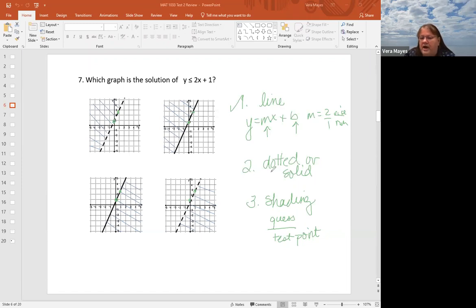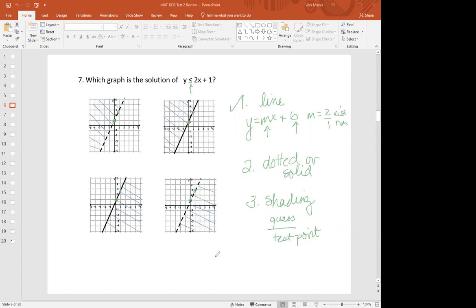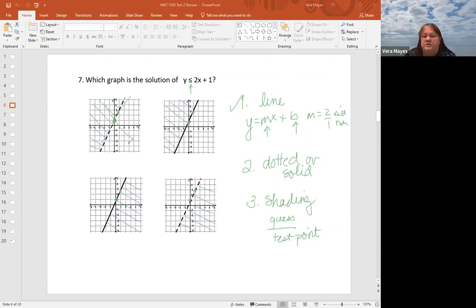Step 2, I have to decide if I'm going to connect these with a dotted or solid line. So we're going to go back up to the original problem. If there's an equal bar, what does that tell us our line needs to be? Solid. Very good. So we are going to eliminate the dotted lines on this one. So right now it looks like these two are in contention. So if I connect the dots with a nice solid line, so that's step 2.